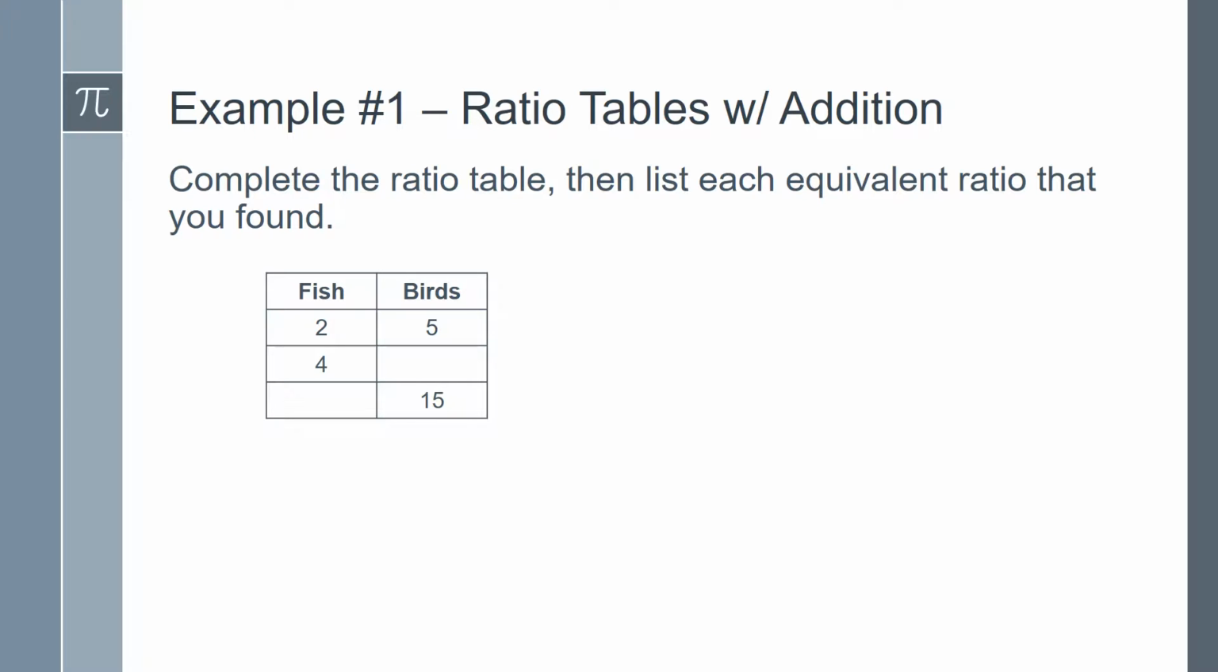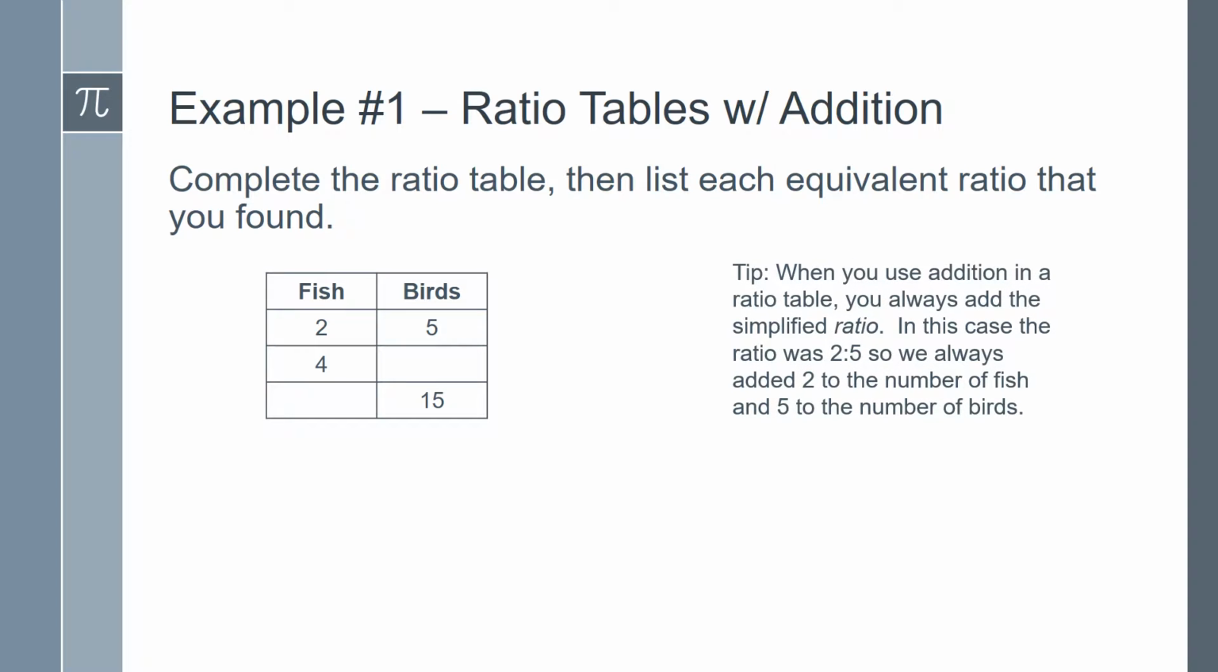Example number 1. Using ratio tables with addition. We will need to complete the ratio table, then list each equivalent ratio that we found. In this case, we are comparing fish to birds, and we'll start with a 2 to 5 ratio. When you use addition in a ratio table, you always add the simplified ratio. In this case, the ratio was 2 to 5, so we always need to add 2 to the number of fish and 5 to the number of birds.